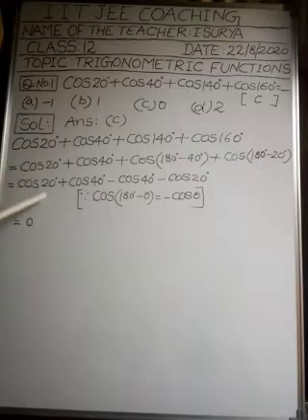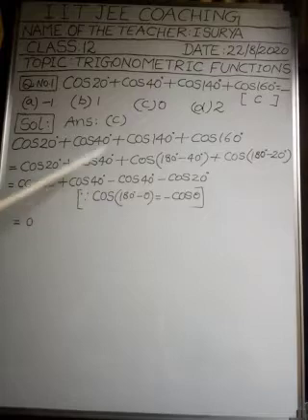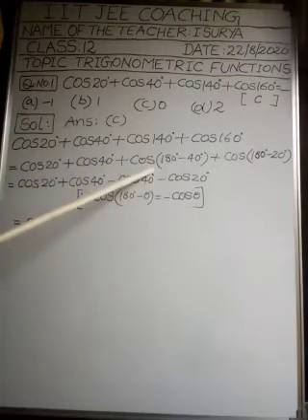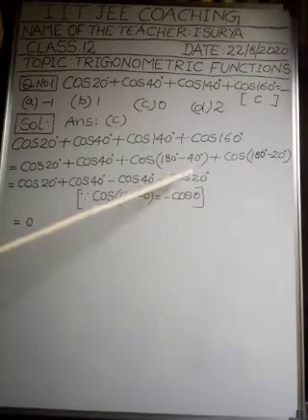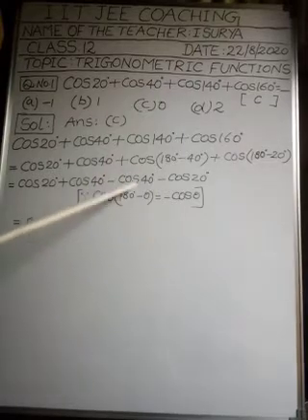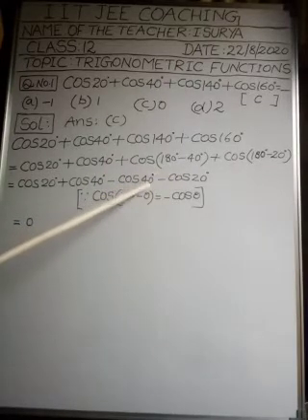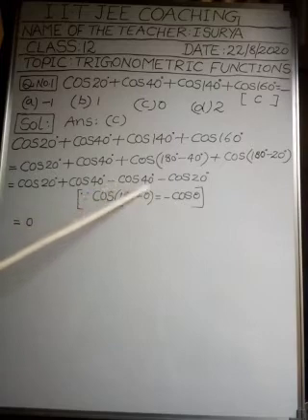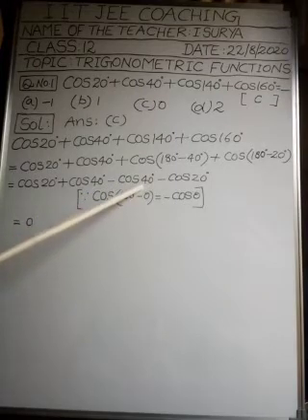We wrote cos 20 degrees as it is plus cos 40 degrees also as it is. Now come to the third term. It is in the form of cos of 180 degrees minus theta. Do you remember that formula? Cos of 180 degrees minus theta, what is the formula? Minus cos theta. So minus cos theta, where theta means 40 degrees. So minus cos 40 degrees. Understood this third term, my dear children?